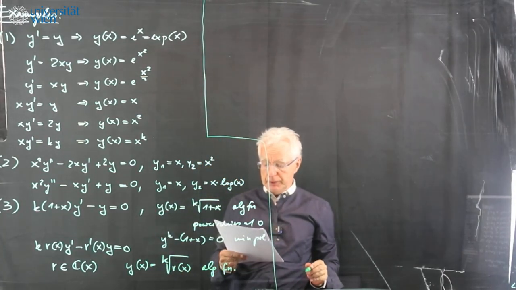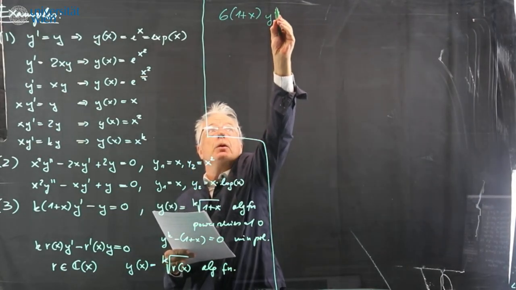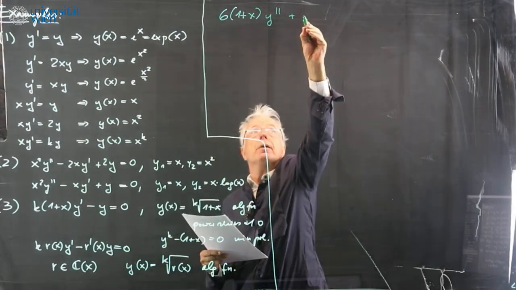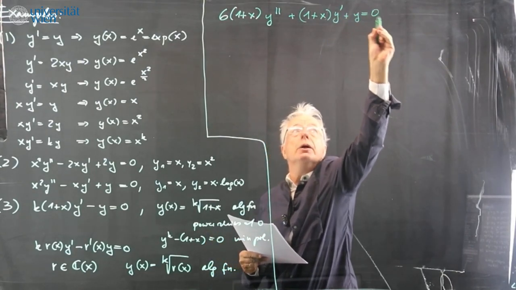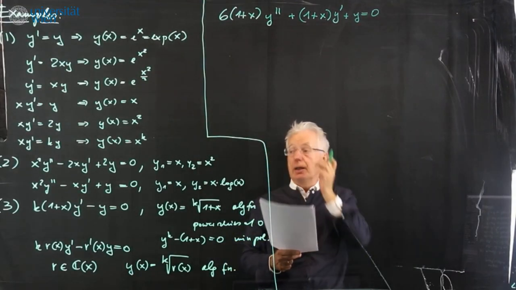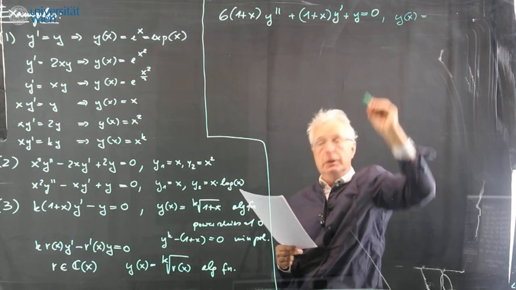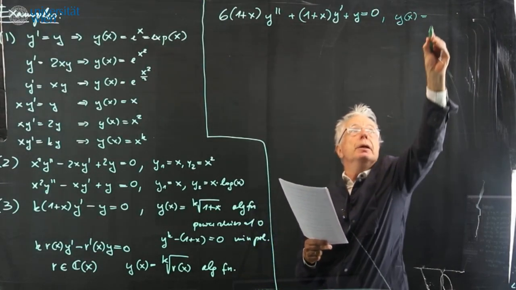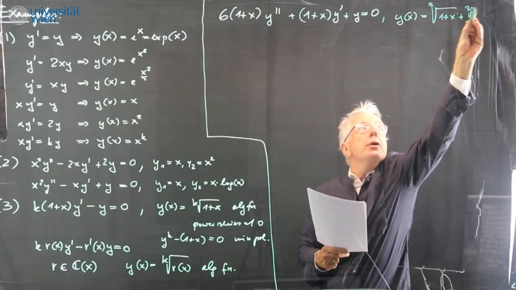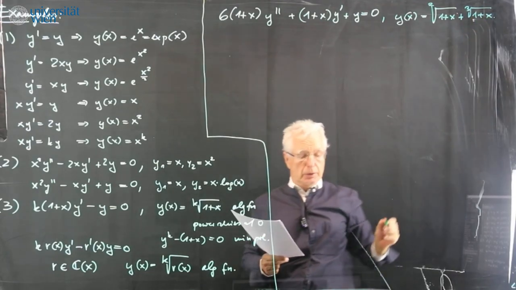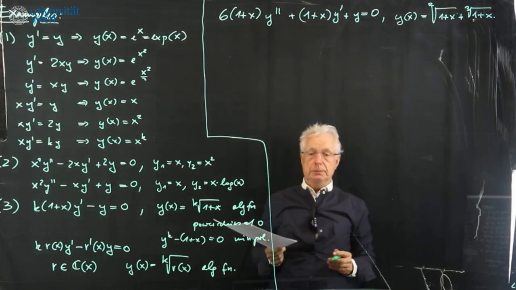Sticking to algebraic functions, consider now 6(1 + x)y'' + (1 + x)y' + y = 0. And now you will see that things are getting more complicated. y of x, I just write down one solution, will be the square root of 1 plus x, plus the third root of 1 plus x. Okay. So that's almost impossible to guess from the equation.